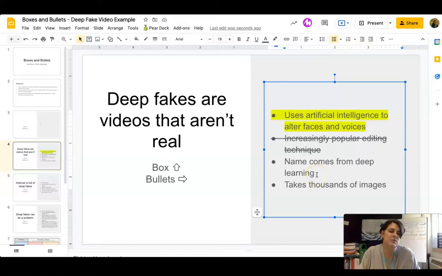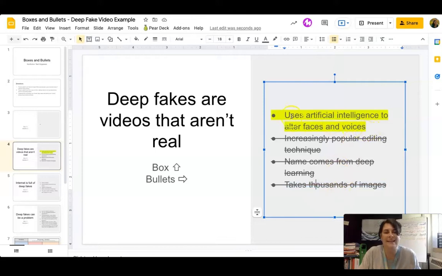Is it interesting where the name comes from? Yes. Is it important? No. So I'm going to do my little keyboard shortcut and do a strike through. And is it important or is it interesting that it takes thousands of videos? I'm kind of thinking this is interesting. I don't need to know that if I know this top detail.